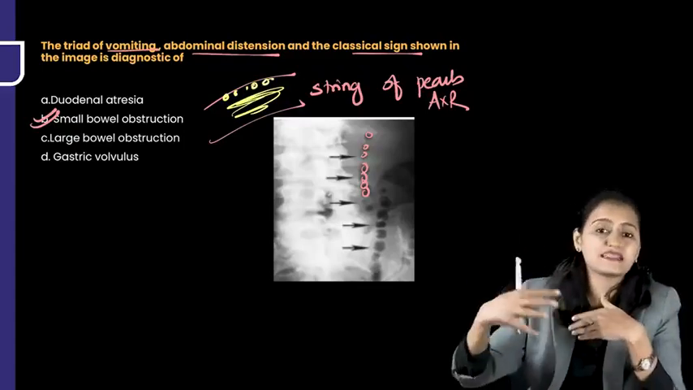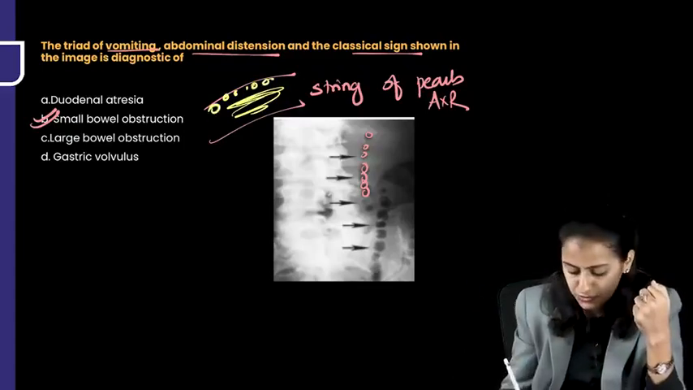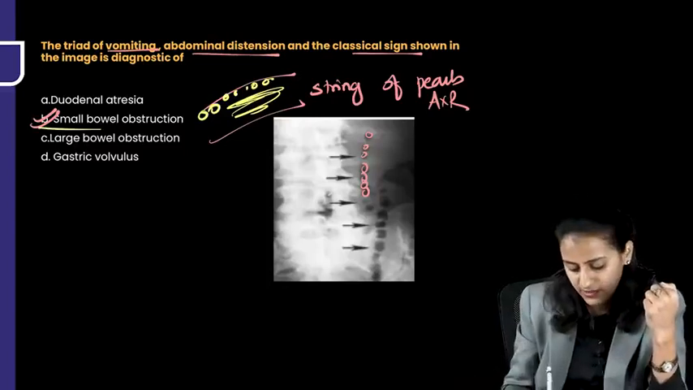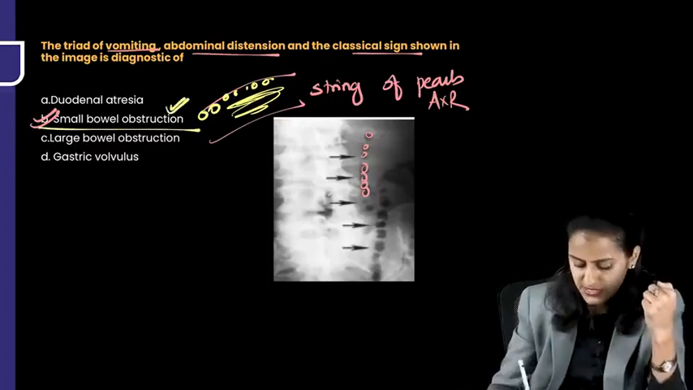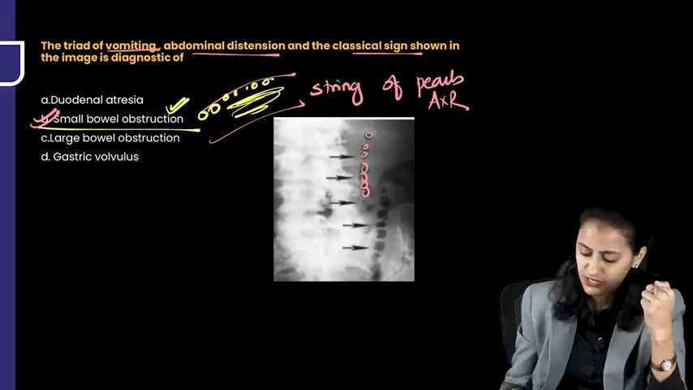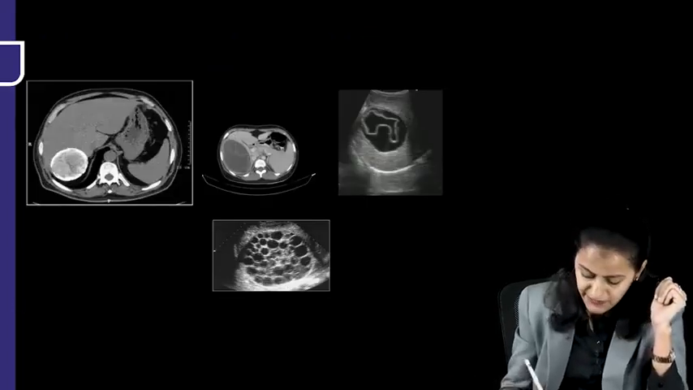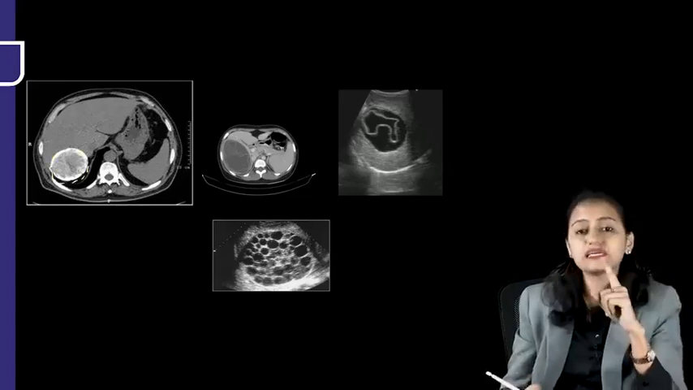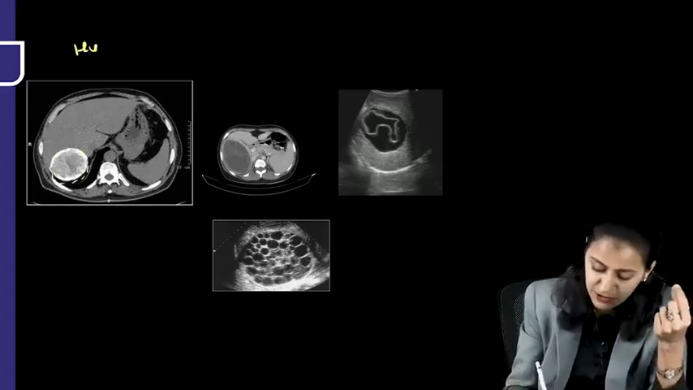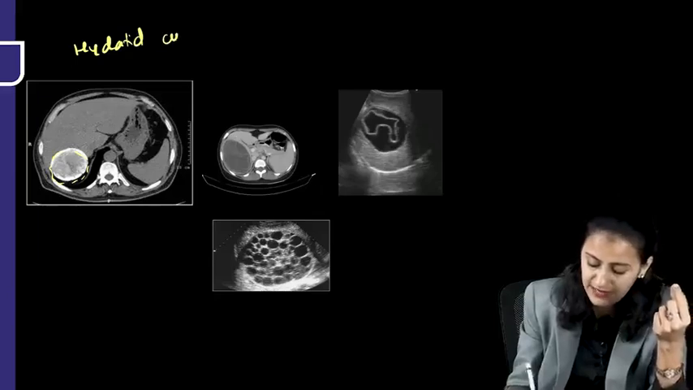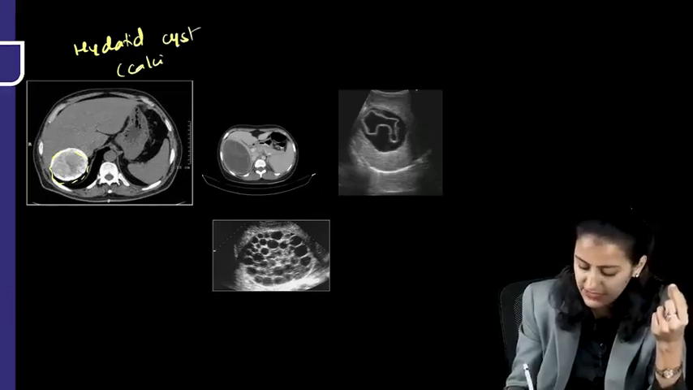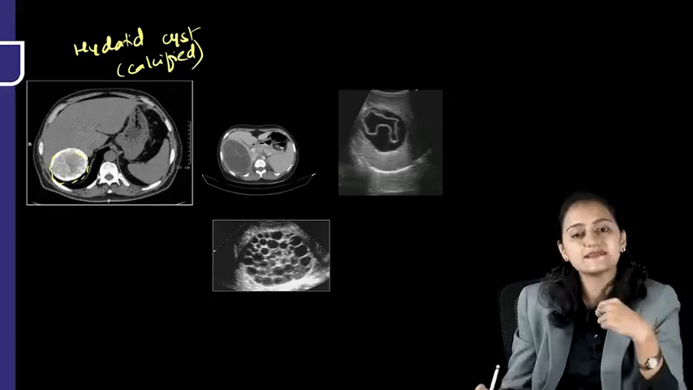It pushes the air in the periphery and that leads to string of pearls sign. Okay, that's a string of pearls which is seen in small bowel obstruction. Next one, now coming to the liver lesions. Whenever you see a calcified lesion in the liver, the first thing that you should think about is hydatid cyst. Calcified lesion in the liver, hydatid cyst.